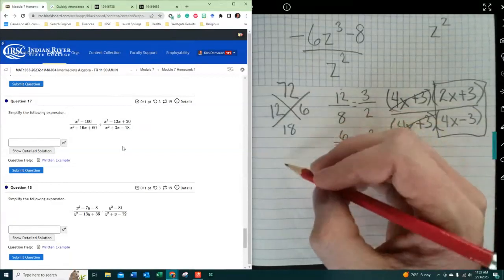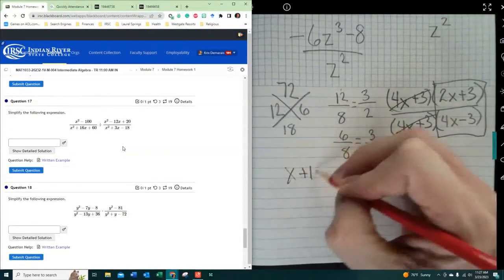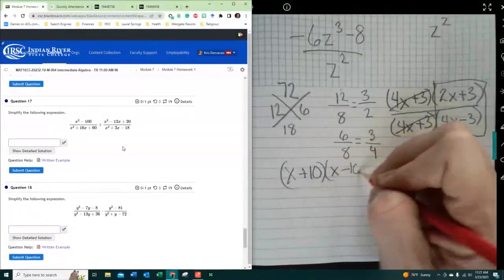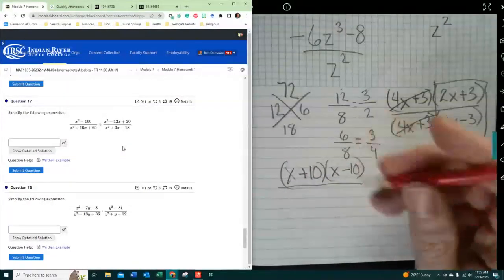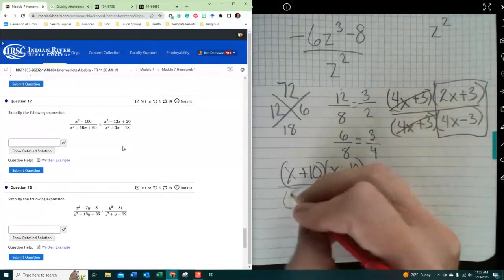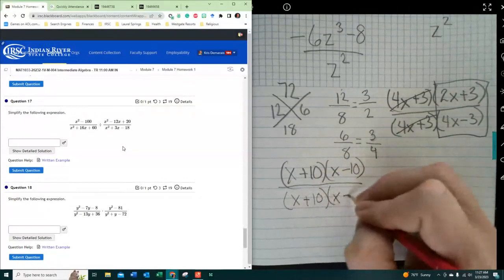So we're going to get number 17, x plus 10, x minus 10. So that's the numerator for the top there. And then what two numbers multiply together to create 60 that add up to 16 is going to be 10 and 6.